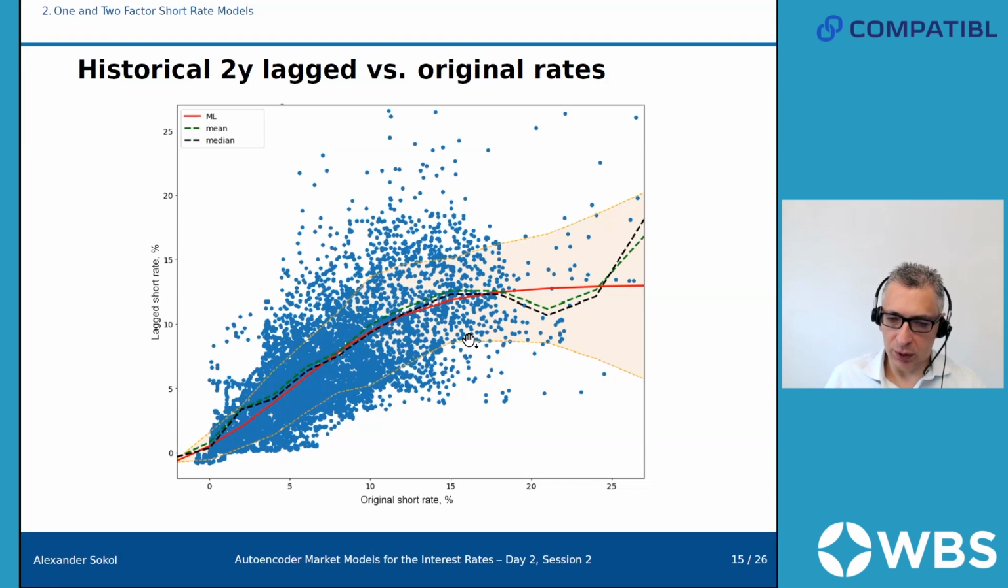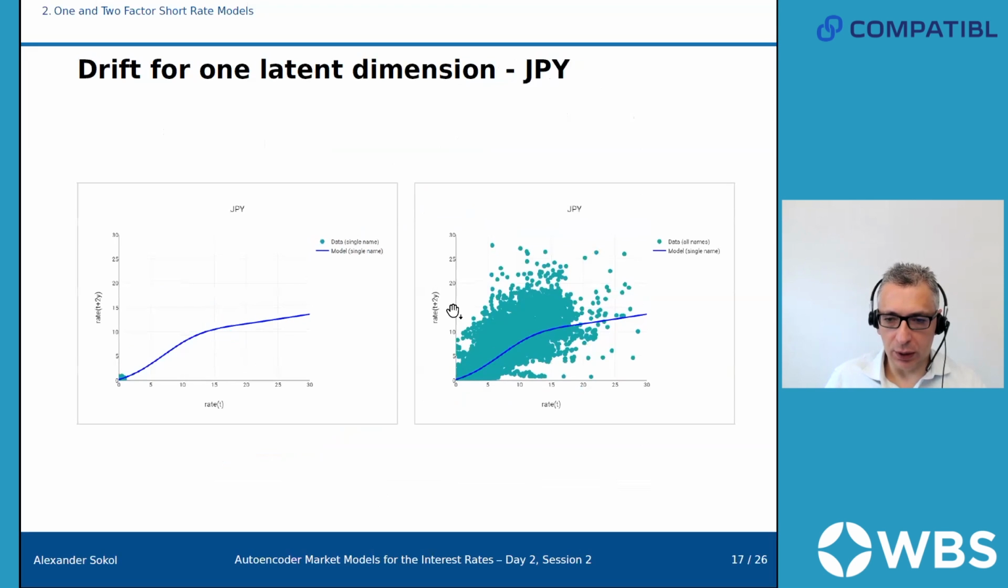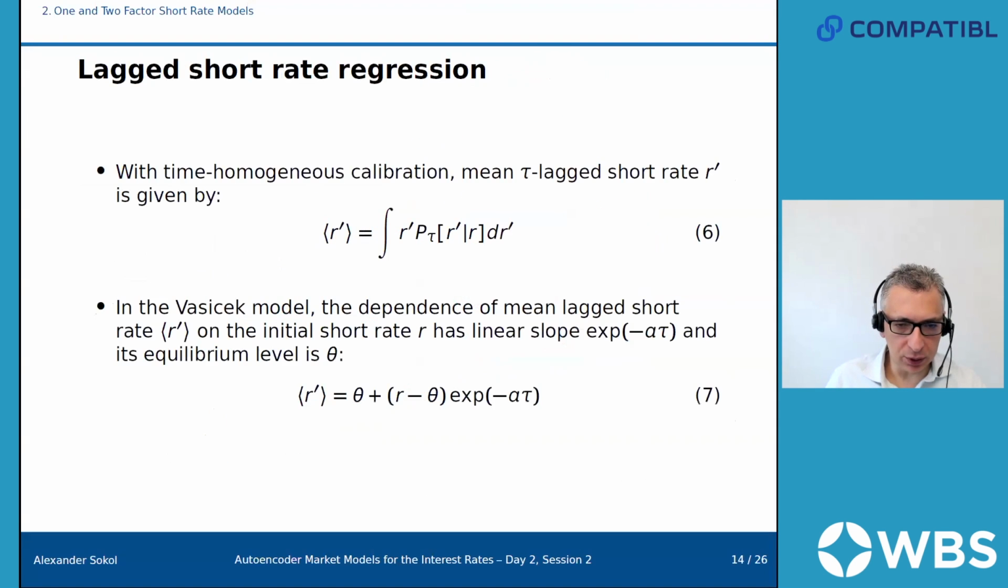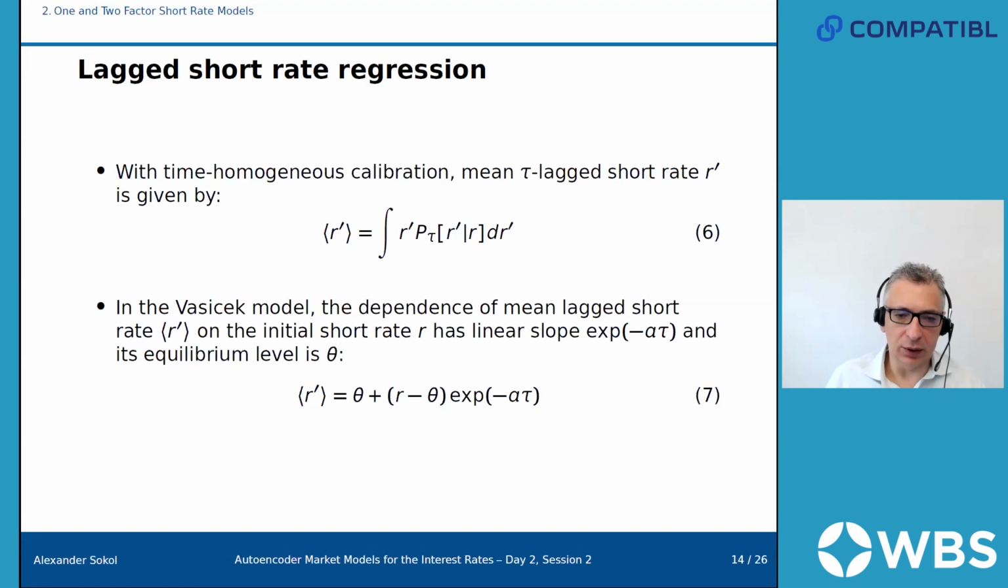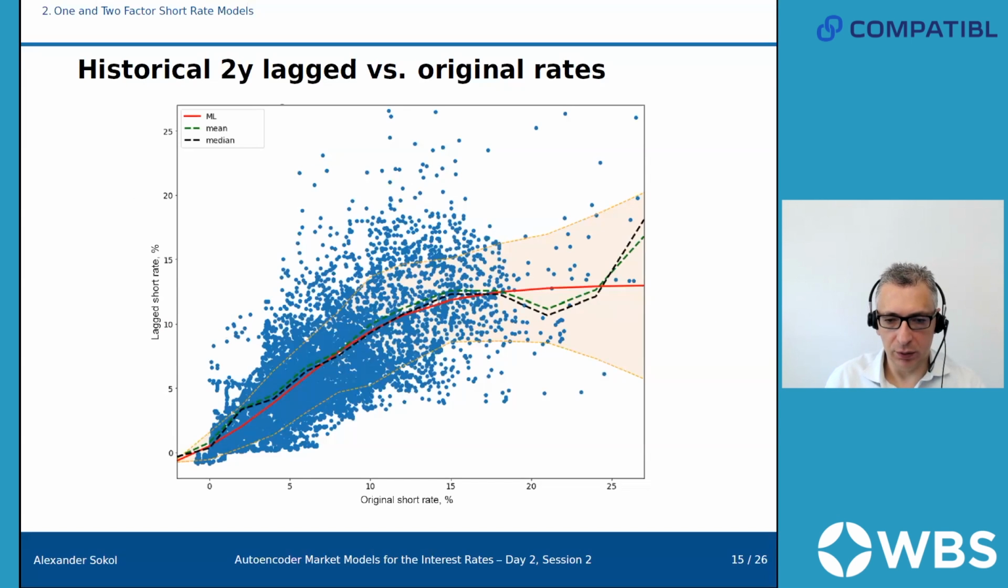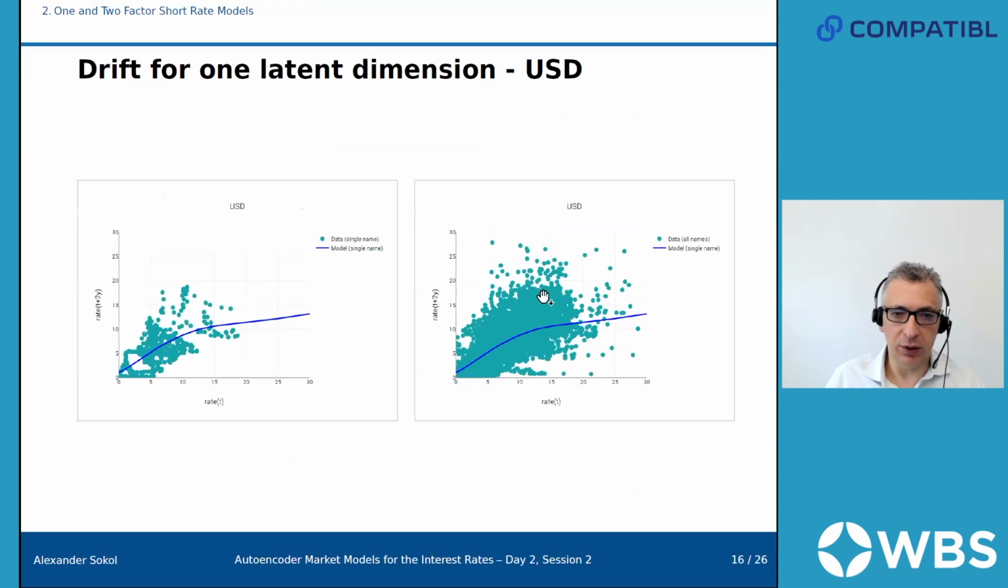Okay, so one thing is that the mean is not linear, right? I guess I don't have the slide on how to interpret it, but the Vasicek model predicts that the mean of this graph will be linear, right? So it's a straight line, but it's not. It becomes flatter here. Why does it become flatter? Because the mean reversion becomes faster for higher rates, right?